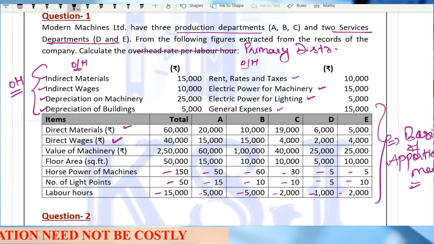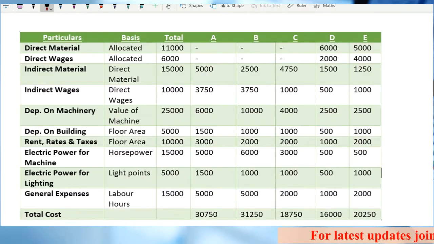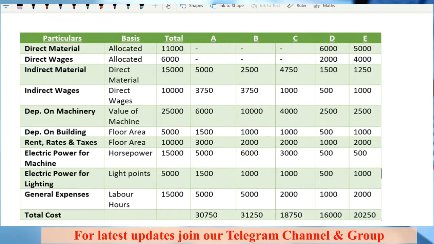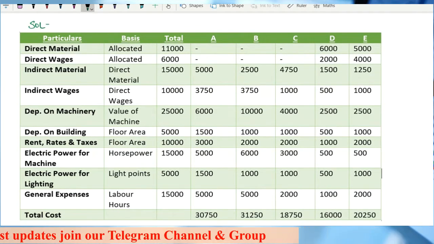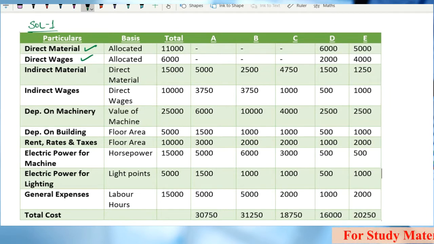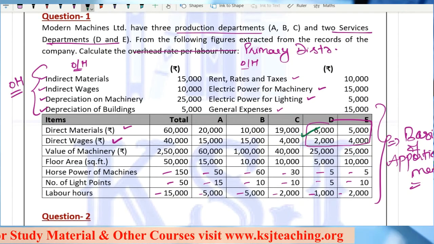So the first step is direct cost of what? Only and only service department and no other department. Okay. So come to this. This is solution number 1 for you. So what is the first thing that I have done? I have taken the direct material and direct wages. I say allocated basis, right? 6,000 and 5,000. Similarly, direct wages 2,000 and 4,000. Sir, from here, I have marked it.